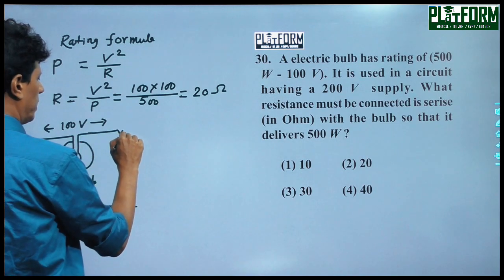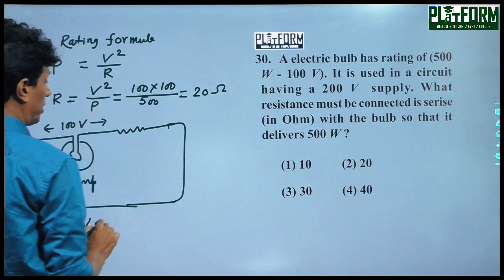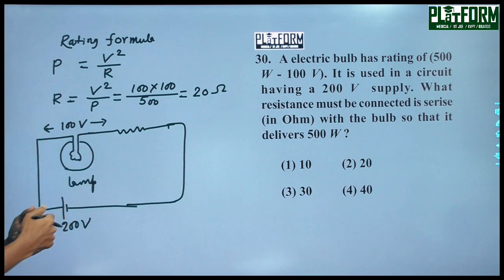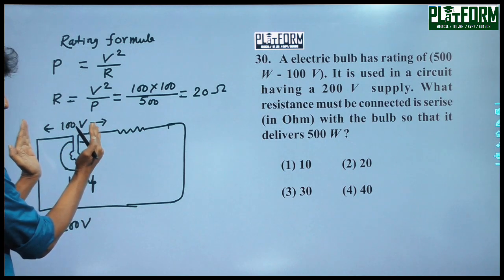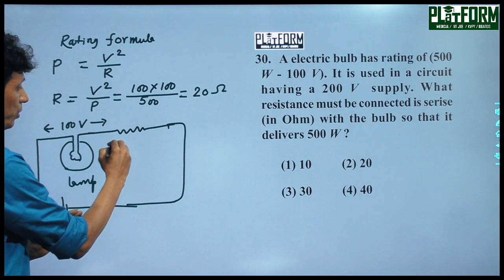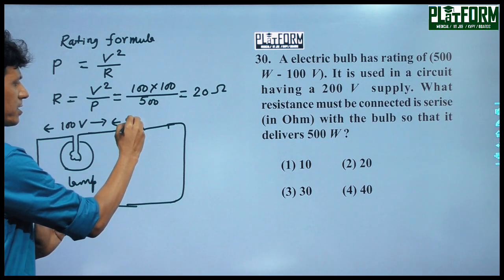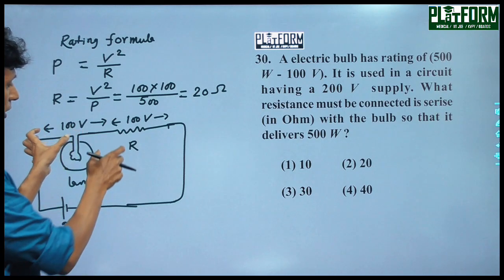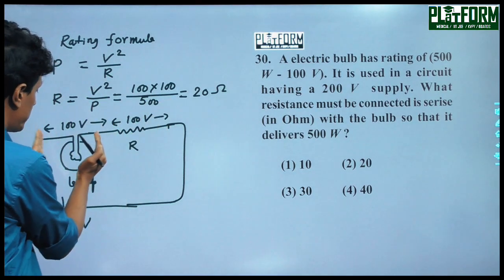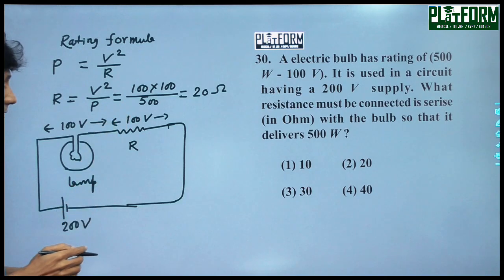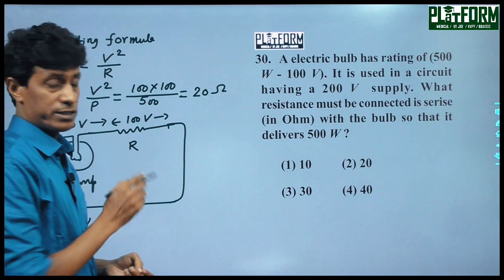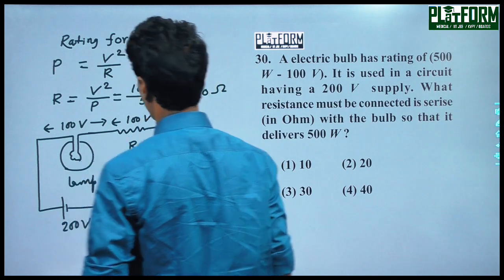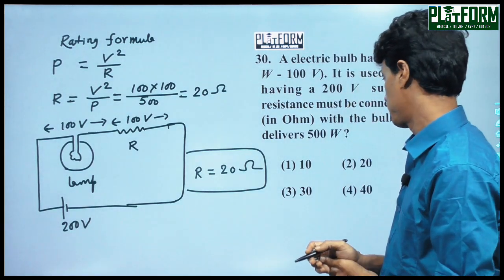So another resistance you have to add, so that the potential across this lamp does not exceed 100 volt. If the potential across the lamp is 100 volt, then the remaining 100 volt will be dropped across the resistance added with the lamp. The potential difference is 100 volt, and the resistance of this lamp is 20 ohm. So the resistance to be added in series with this lamp is also 20 ohm, as we know potential divides in direct ratio of resistances. So the right option here is 2.